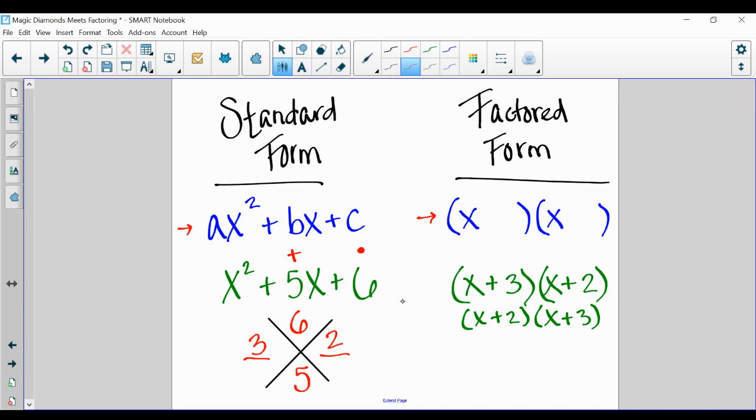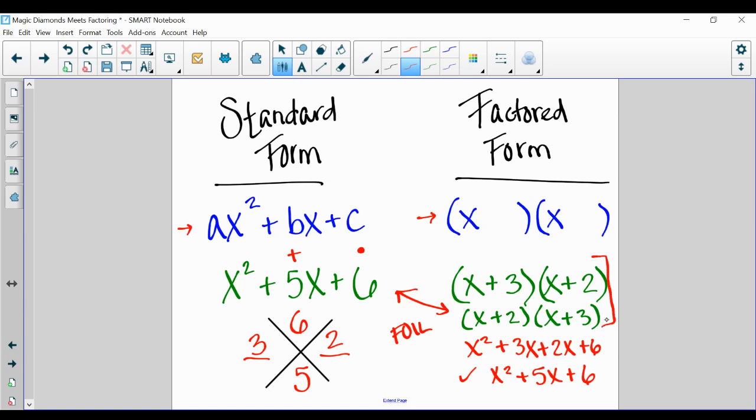If we wanted to check that these were in fact the same, remember you have the strategy of FOIL. So when I do my firsts, my outsides, my insides, and my lasts, and when I combine my like terms, I end up with x squared plus 5x plus 6. So we got it right. So this here, either of these, is the factored form version of your standard form.